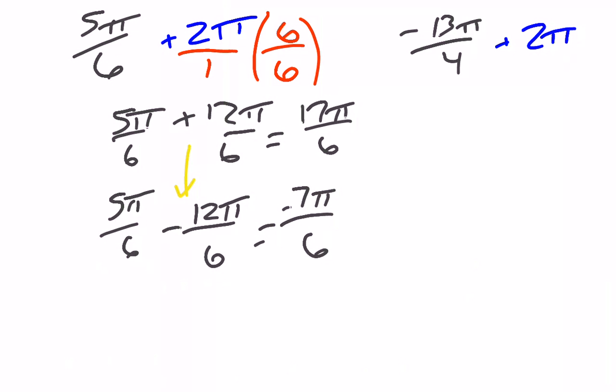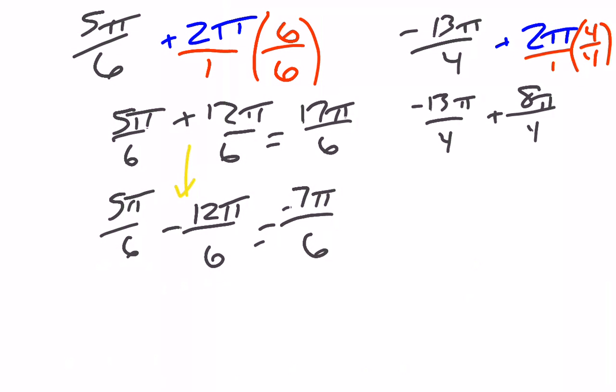In the second problem, I want to have a common denominator of 4, so I need to multiply by 4 over 4, which is just 1, and multiplying by 1 doesn't change anything. Okay, so that gives me negative 13 pi over 4 plus 8 pi over 4. Negative 13 plus 8 pi over 4 is going to give me negative 5 pi over 4. So notice that's a negative coterminal angle. So in this problem, I'm not going to subtract 2 pi at all. Can I? Sure, but why do more work than you need to?